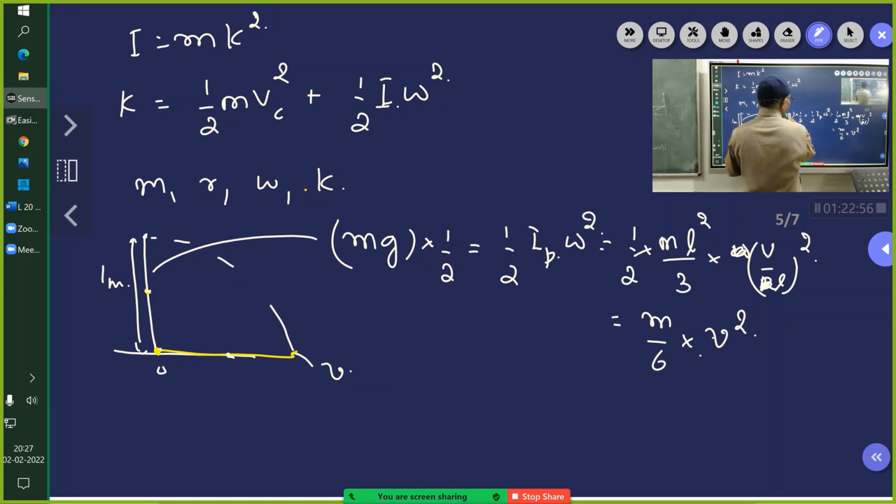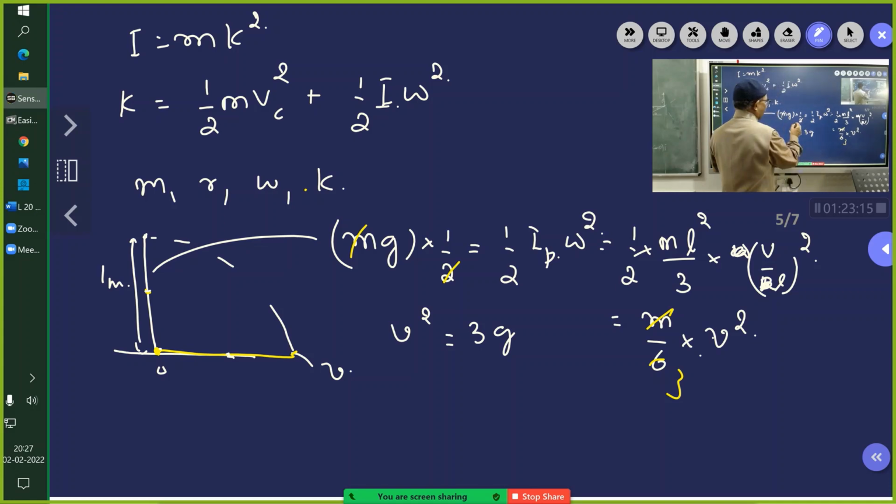So here, this 2, this 3, and this m will go. So you get v square is equal to, it should just be mg, LHS. The first equation is mg into, not 1 by 2, L by 2. Sorry, take it as L by 2. Only h is L by 2.